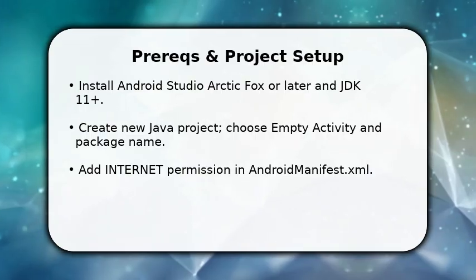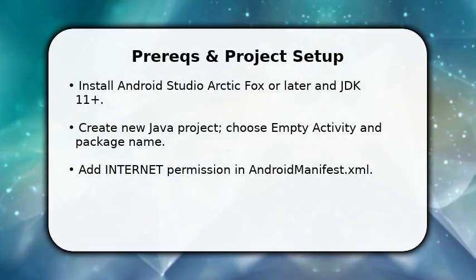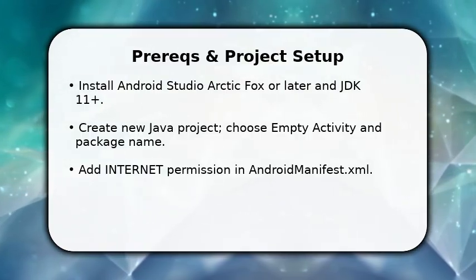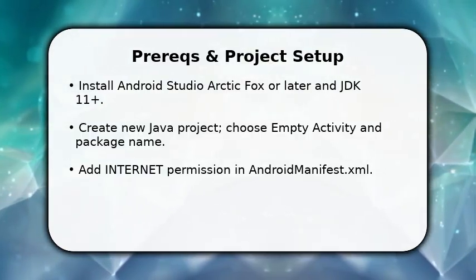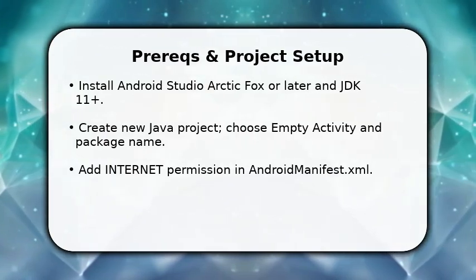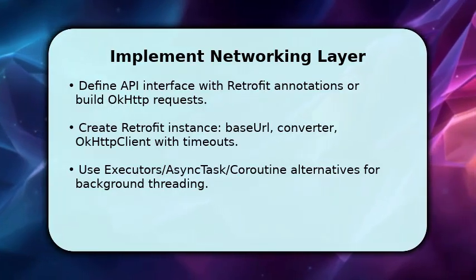Once done, create a simple model class for JSON mapping and enable Java 8 compatibility in compile options. Make sure to keep the main activity minimal so you can focus on networking logic and avoid UI-related distractions early on. Now implement the networking layer to handle requests and responses.